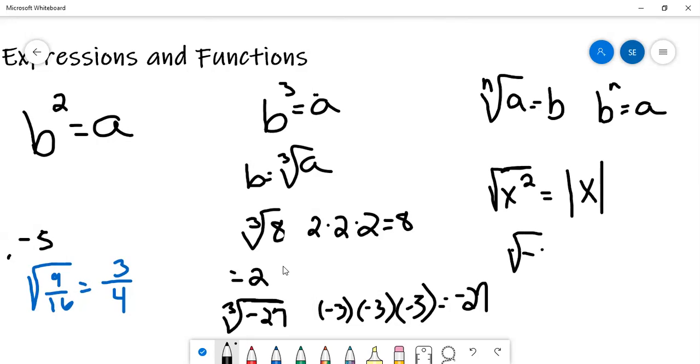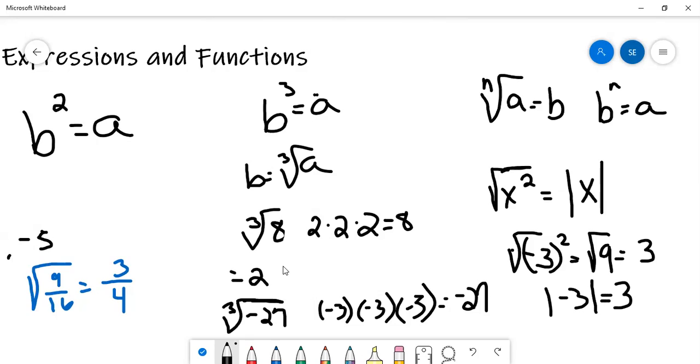If I have the square root of negative 3 squared, well, this is equal to the square root of 9. And the principal square root of 9 is 3. The absolute value of negative 3 is equal to 3. So when we square it, we get rid of the negative sign. When we take the square root, we get the absolute value back again. Okay. So I wanted to go through just a couple more examples of these things.